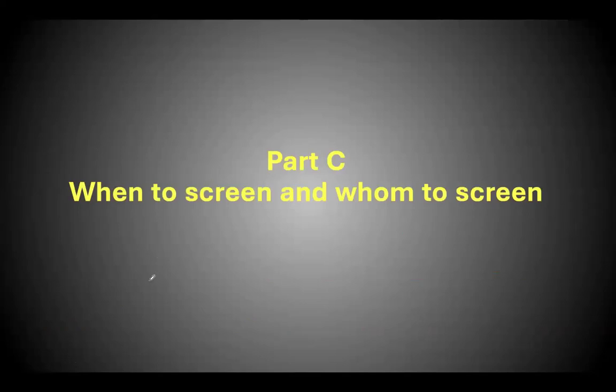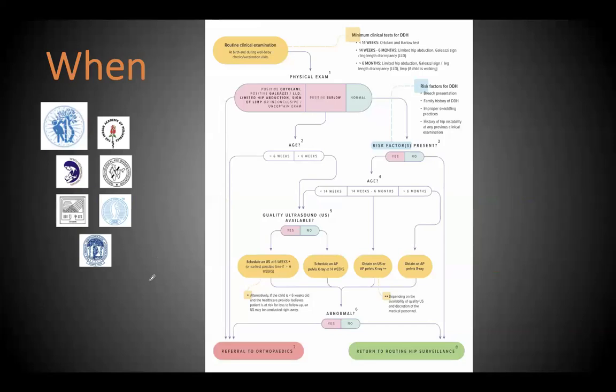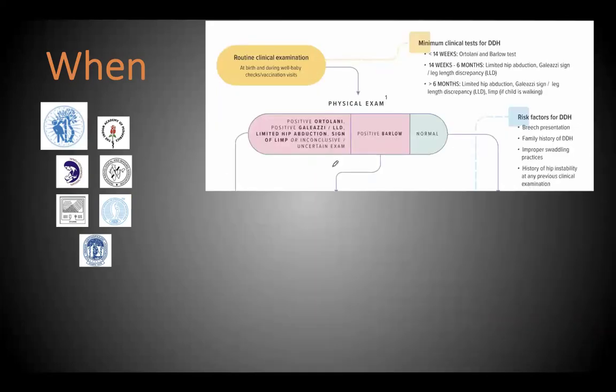Then coming to the last part about when to screen and who should we screen. So basically, our Pediatric Orthopedic Society has, in collaboration with 6 other organizations, developed these wonderful guidelines for hip dysplasia screening in India. So these guidelines are based on the presence of risk factors and presence of instability on clinical examination. So the risk factors include breech presentation, family history of hip dysplasia, improper swaddling practices, which I think is seen in 100% of our patients, and if there is a history of clinical instability at examination.